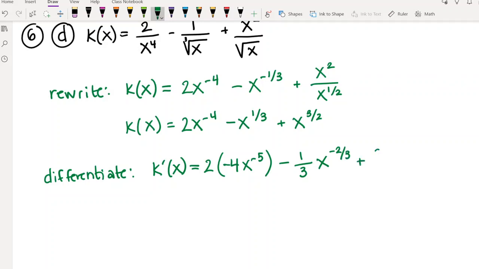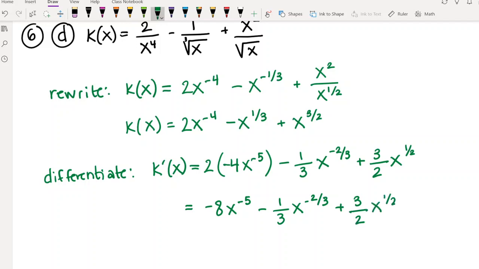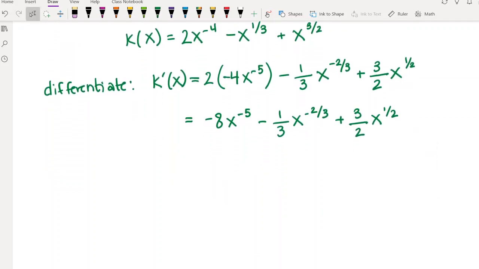And then this last part, we're going to bring down the 3/2, and then we have 3/2 minus 1 is going to give us 1/2. And so now we can rewrite this. So this is going to be negative 8 x to the negative 5, and then we have minus 1/3 x to the negative 2/3 plus 3/2 x to the 1/2. So I will specify on the exam what kind of format I'm looking for your answer. So if I don't specify anything, this is fine to leave as your answer.